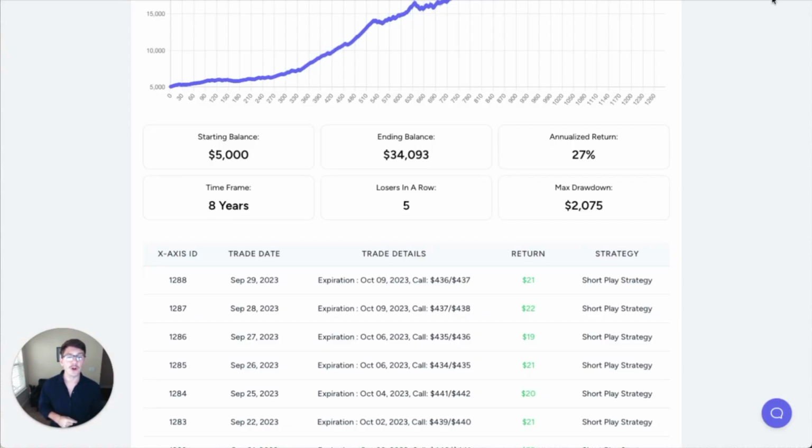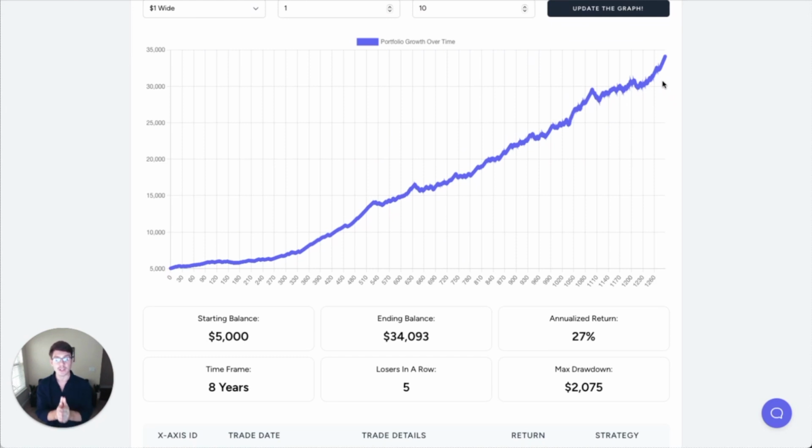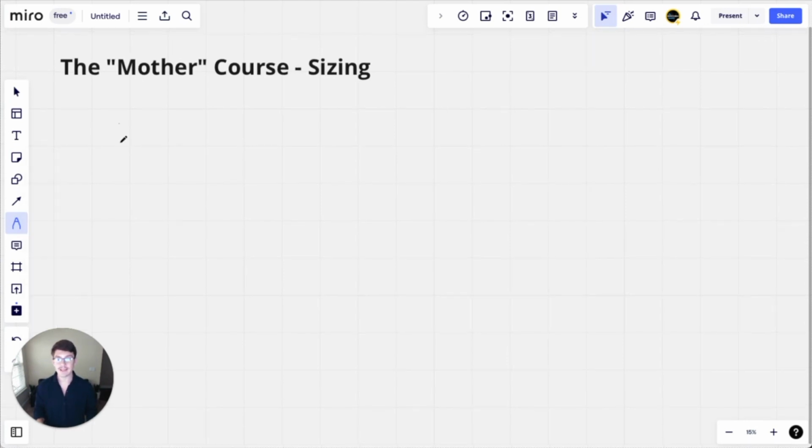So what we're going to be looking at is our max loss percentage. If we're using the Mother Credit Spread Trading strategy, which I just taught you, you can see here that over the last 8 years, there was a losing period of 5 losers in a row. If we're using that as our base case, how do we determine our trade sizing off that? First thing we need to do is understand how much we are willing to risk at any one point. Let's say, just for easy math, we have a $100,000 account.